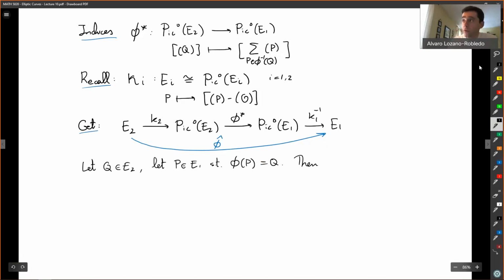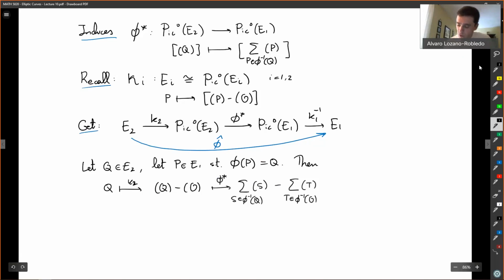So we start from Q via kappa 2. By definition, kappa 2 is going to send it to the class of Q minus O. I'm going to drop the brackets denoting class, but this is living in Picard. Okay. Then through phi star, Q is being sent to the divisor supported on pre-images of Q, and O is sent to a divisor supported on pre-images of O.